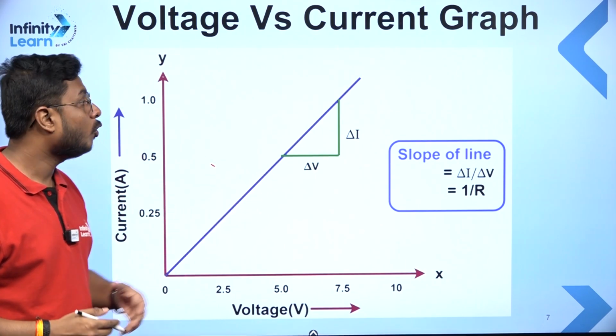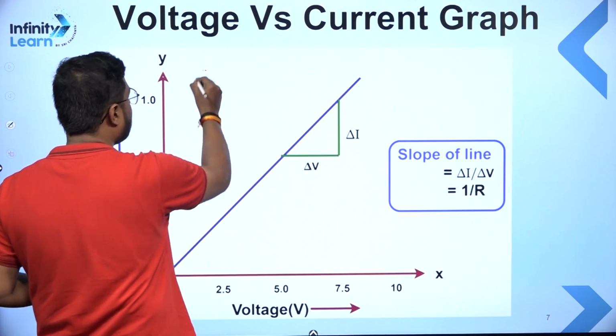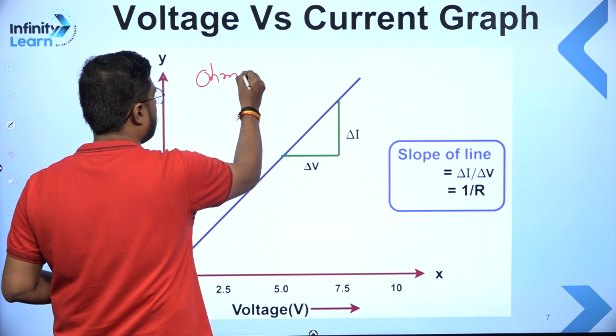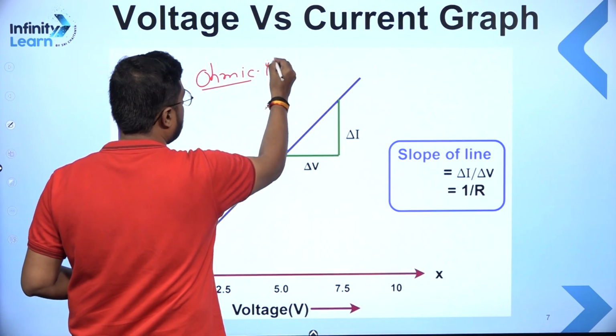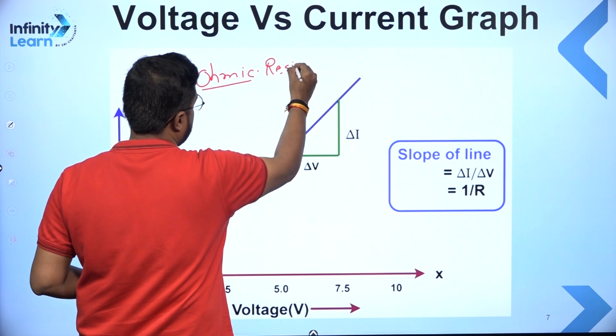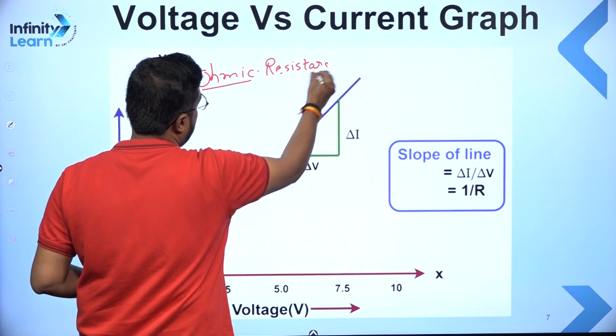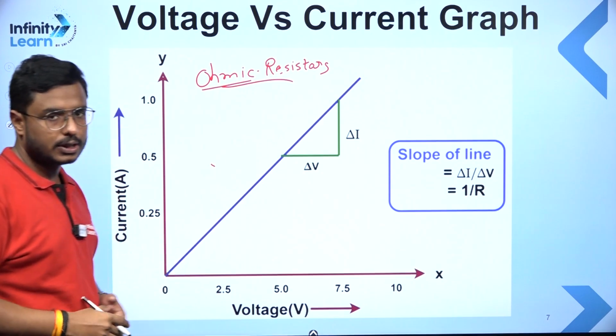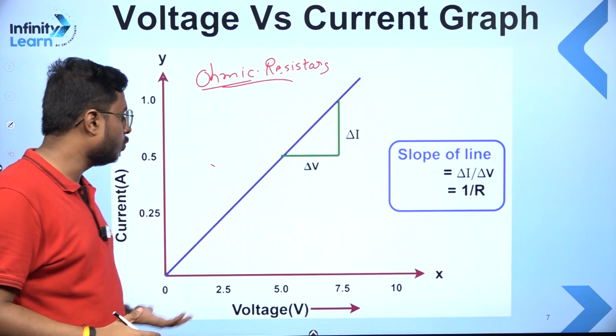Now if I plot the graph between current and voltage, that should be a straight line for ohmic resistors. What are ohmic resistors? Those which follow Ohm's law. There are a few non-ohmic resistors also, which means they do not follow Ohm's law.